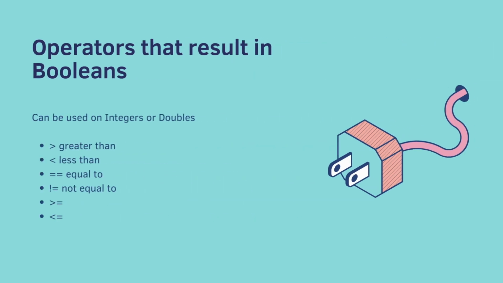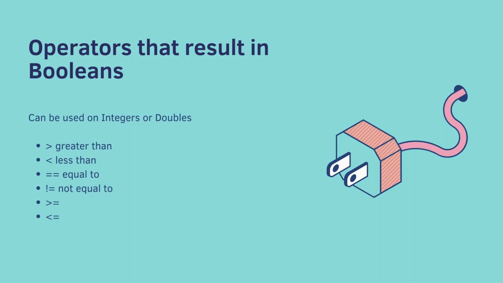So next up, we have operators that result in Booleans. So you use these operators on integers or doubles, and once you're done, it results in a Boolean. So greater than, less than, equal to. Notice equal to is not just equals. You have to use two of them.